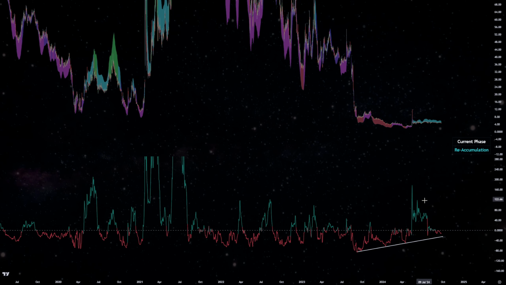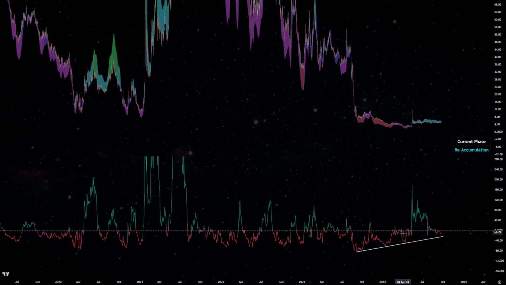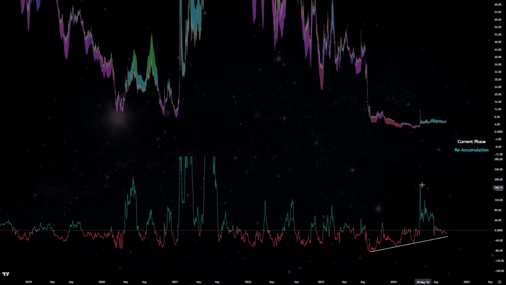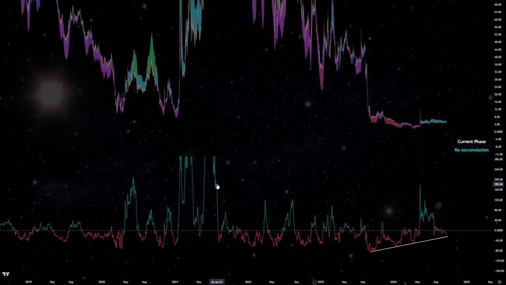And the way that this indicator is highlighting and telling us that we're in reaccumulation is, well, now that we come back in that green zone, right? This is the threshold here, 0. We come back into that green zone, which we haven't done since June, okay?